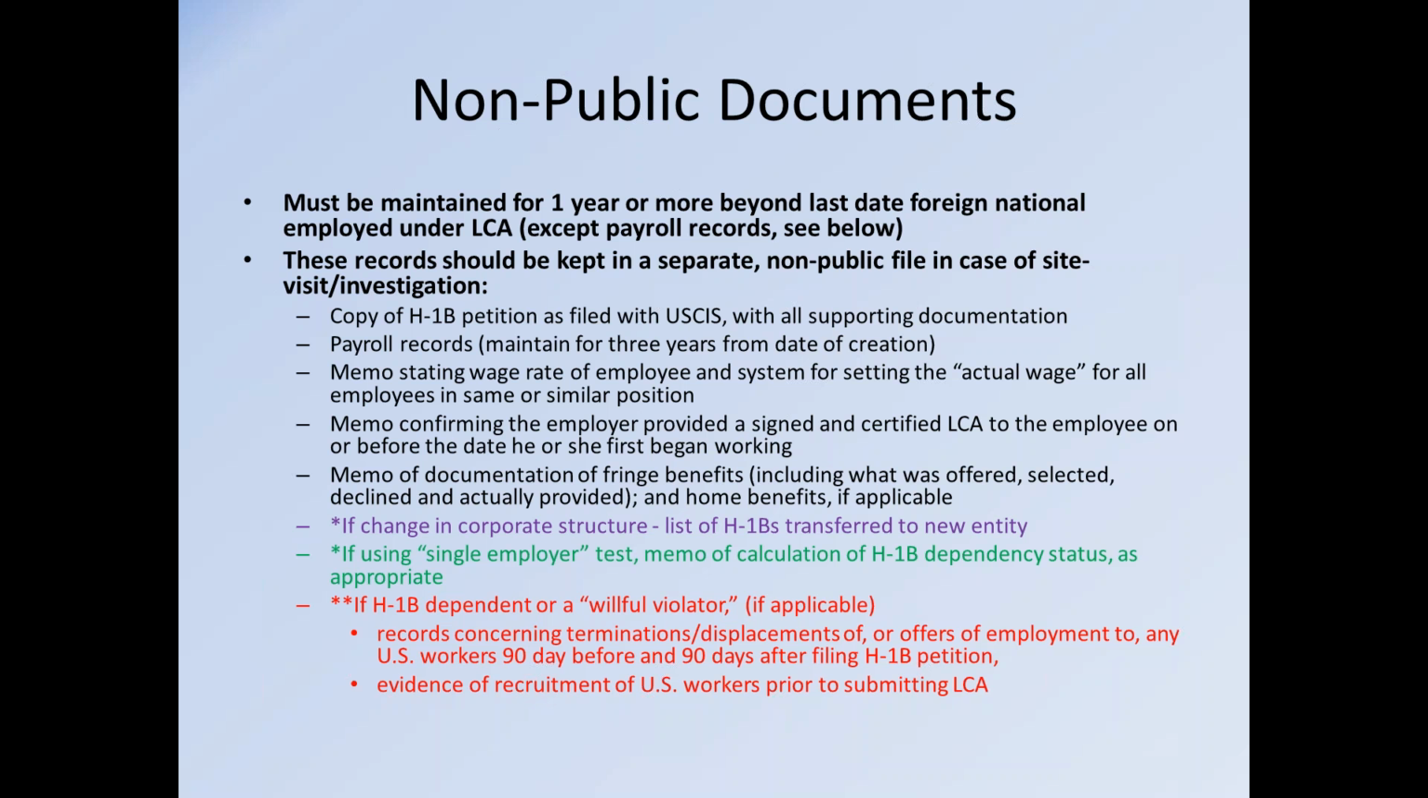so that if there was any question about it, say you then do an H-1B extension for one of those employees to prove that they've been maintaining status, you can use the copies of the public and non-public docs for the corporate structure to show that yes, we actually are in fact the successor in interest to company X. If using the single employer test, keep the memo of calculation of that, including the dependency status, and then like I said before, if there are any H-1B dependent or willful violator issues regarding recruitment or displacements, terminations, keep documentation of those as well in the non-public file.